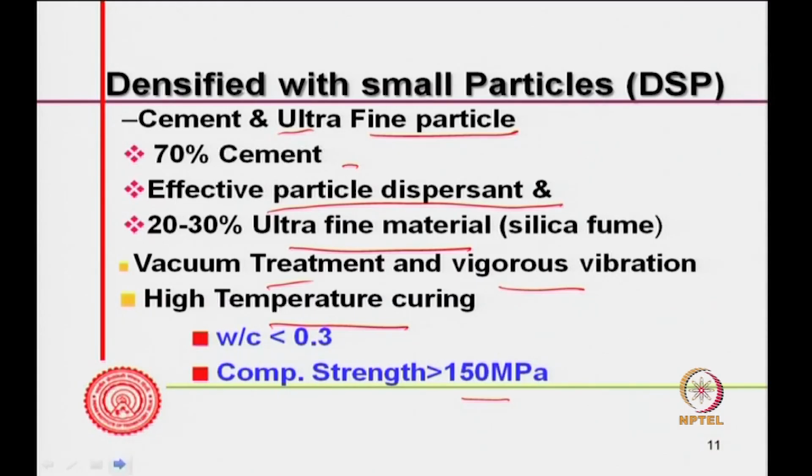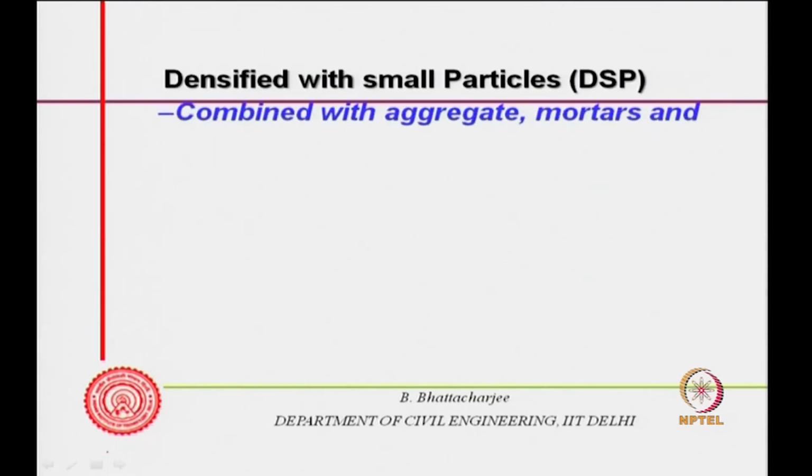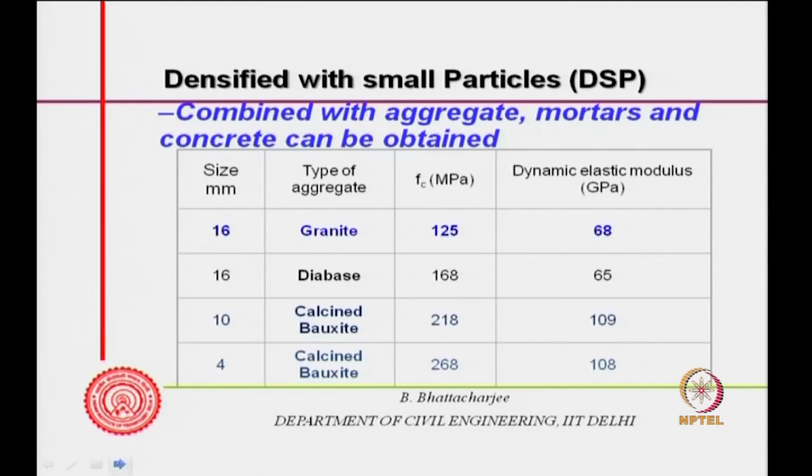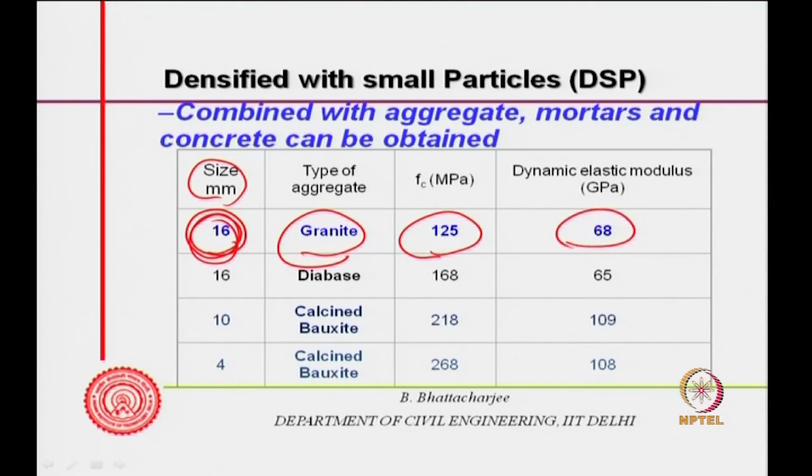Now, this can be used together with aggregate or sand, coarse or fine aggregate, and you can make mortar or concrete out of this, and you can see the properties that you are likely to get. For example, MSA 16, maximum size of aggregate 16, granite aggregate, you can get a compressive strength of 125 MPa and dynamic modulus of elasticity 68. You use the same size of MSA, use another kind of aggregate, diabase, you get 168 MPa with this dynamic modulus around 65.